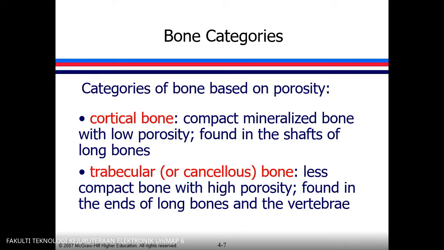What is cortical bone? Cortical bone is a compact, mineralized bone with low porosity. Maksud dia, there is not much porosity. There are not many holes in that bone. It's a compact, solid bone. And then the other one is trabecular bone. Less compact bone. Dia tak compact sangat. With high porosity, or so many holes in that bone. So that is trabecular bone.